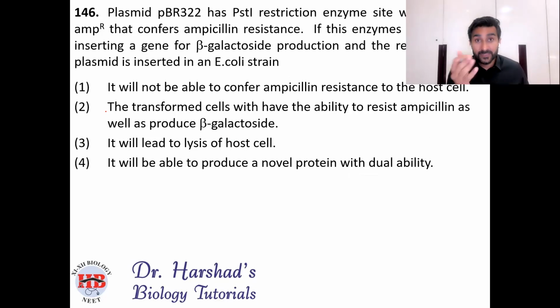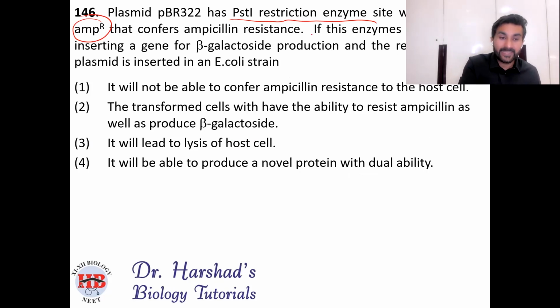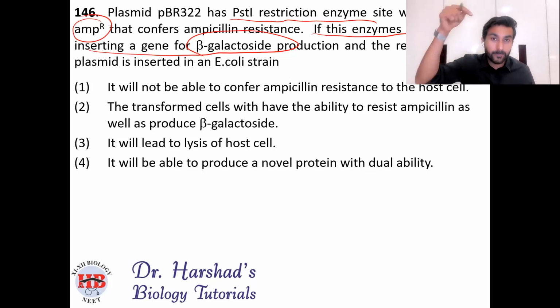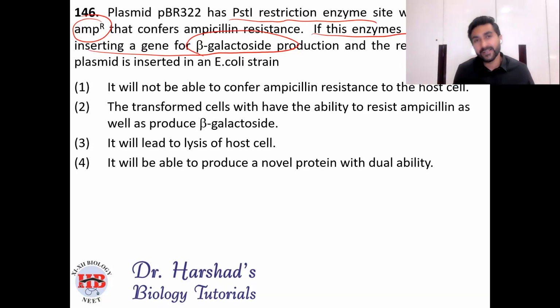Plasmid pBR322. This is the plasmid of which we have the diagram. Here they are talking of PstI, which is the restriction enzyme present in the ampicillin resistance gene. Now they are telling you that they have used this restriction endonuclease to insert the beta galactosidase gene into the plasmid. Now, if you use PstI as the enzyme, that means you are actually introducing the new gene in the ampicillin resistance gene. That means the ampicillin resistance gene would become non-functional.